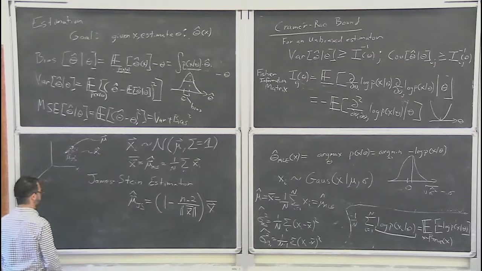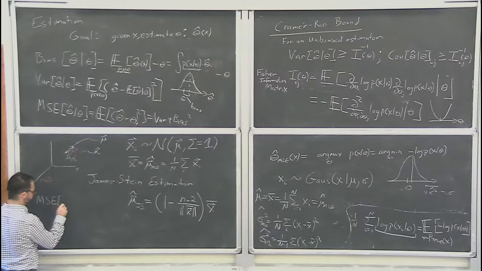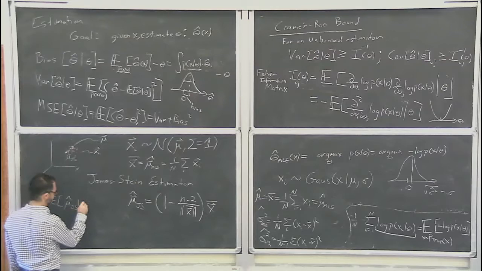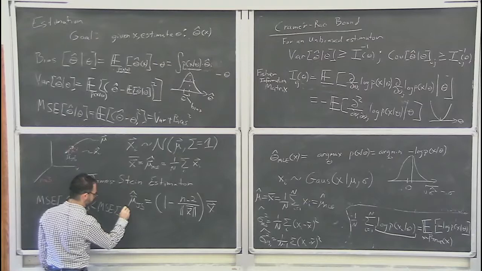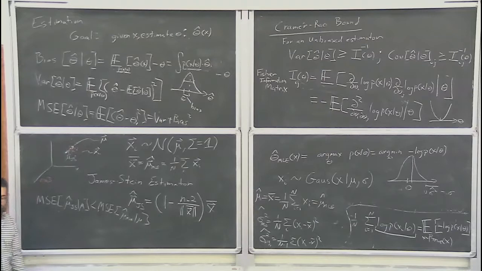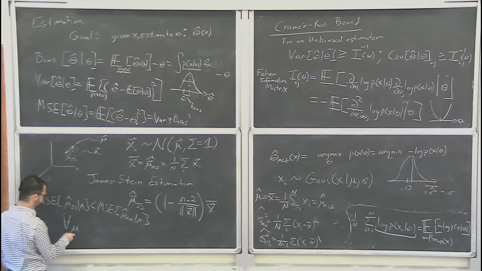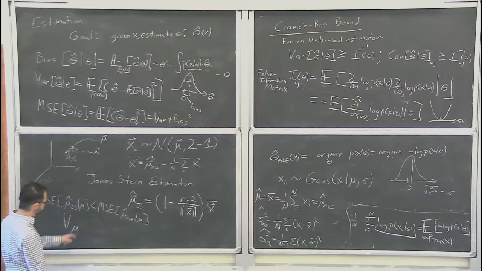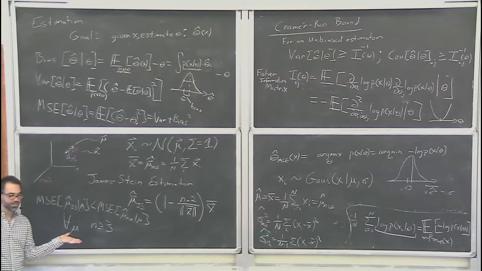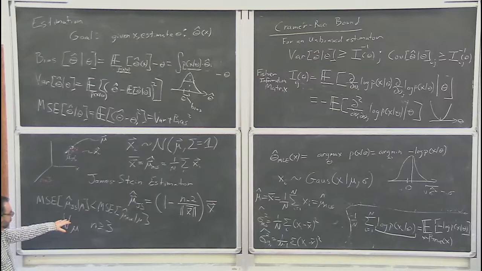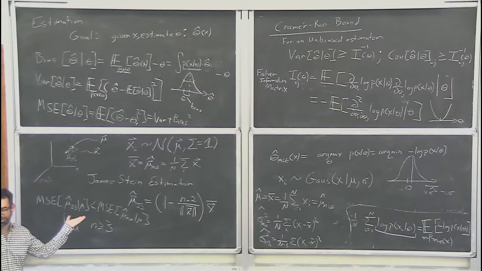But what you can show is that the mean squared error of mu hat James-Stein, given mu, is less than the mean squared error of mu hat MLE given mu. And this is true for all values of mu, other than zero, for almost all values of mu, as long as n is bigger than or equal to 3. So this is a super weird estimator. You can just do a Monte Carlo program and plot the thing, and it definitely has a smaller mean squared error.